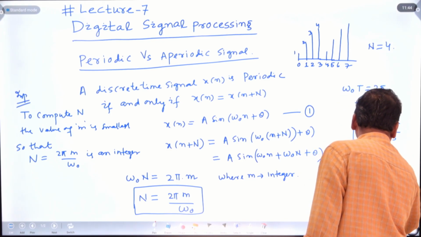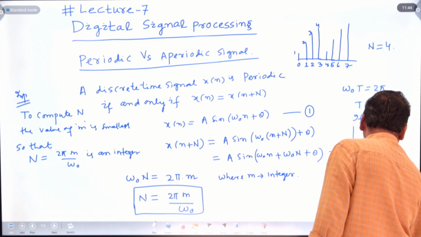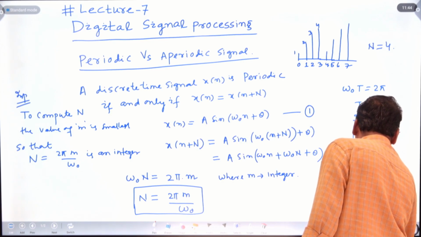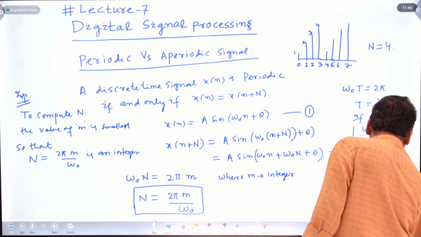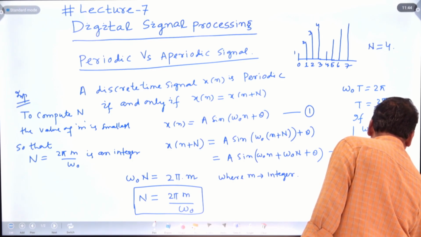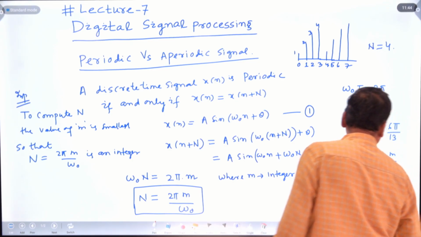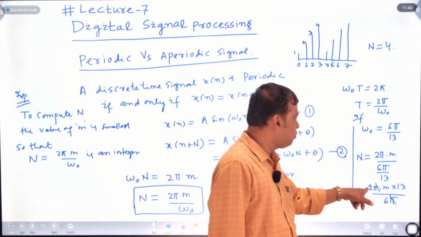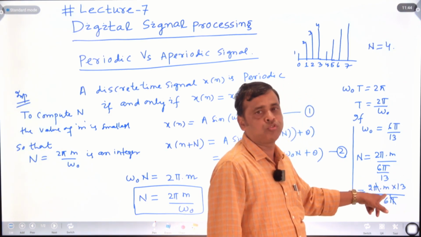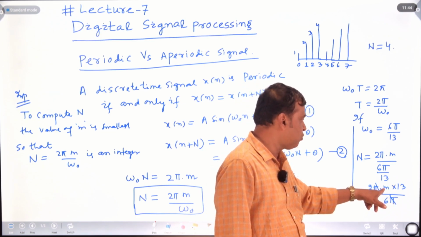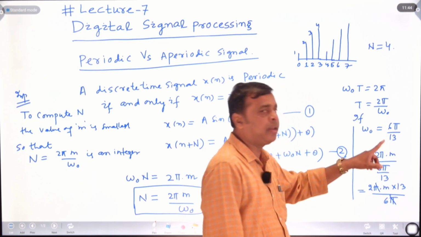Omega naught value is nothing but 6 pi by 13. So this will be equal to 2 pi into m into 13 divided by 6 pi. This pi cancels. This is 13 into 2, 26. So what is the value of m? I will choose m so that the whole must be an integer.